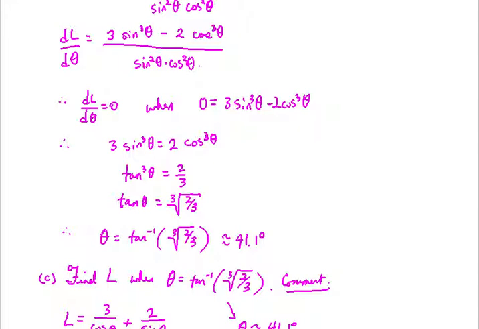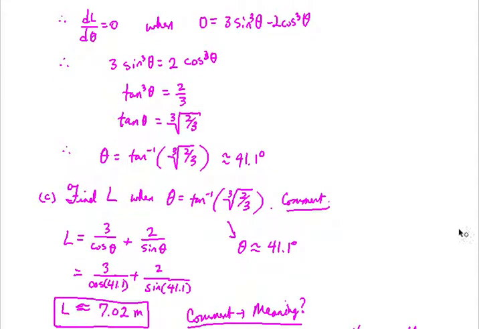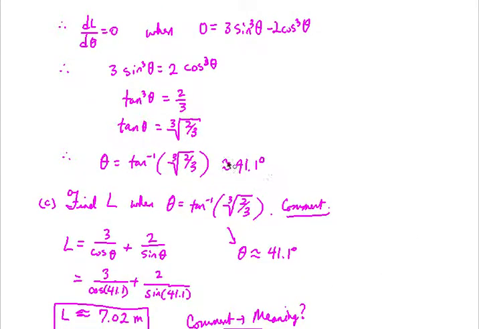Now, find L when theta is this angle, and then comment on the significance. So all I do now is plug it back into my L formula, L of theta. I put 41.1 in here and 41.1 in here, and then you use your calculator to solve this, and you end up with L equals 7.02 meters. Now what does this mean? What does this angle tell me?